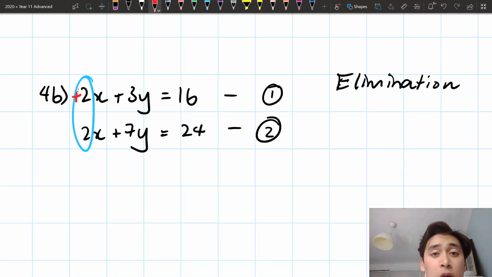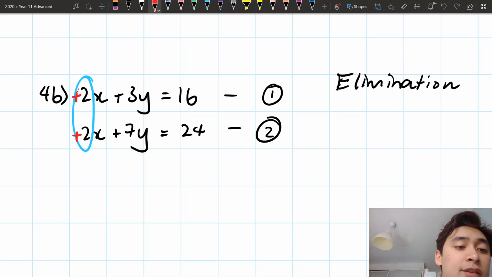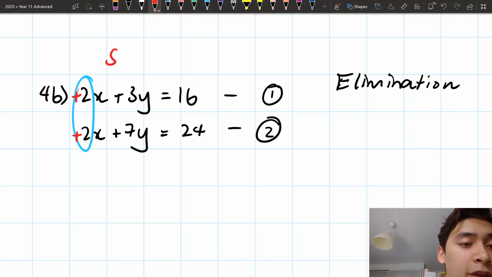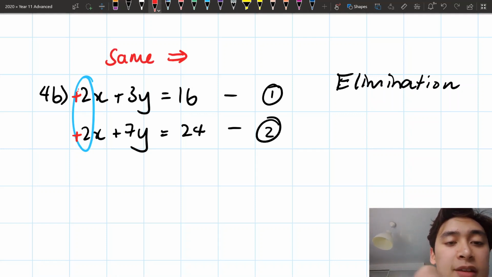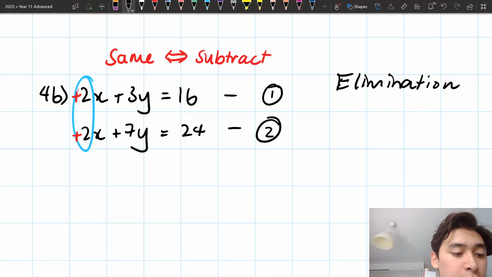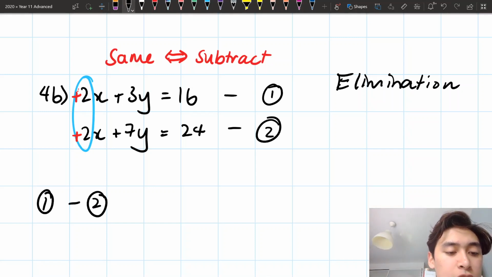How about the second equation? Well, you don't have a negative sign, so this also is a positive 2x. So have a look: the signs, are they the same or different? They're the same. If they're the same, this tells us that we need to subtract the two equations. So I'm going to subtract the two equations. I'm going to go 1 minus 2.